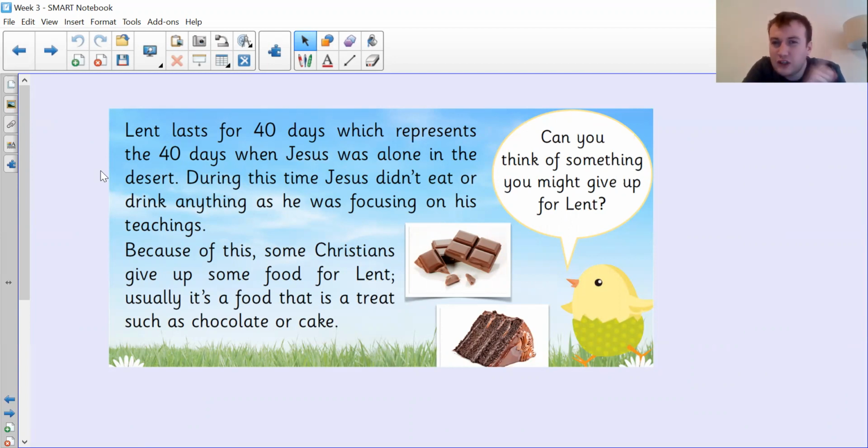So what do you think you might give up for Lent? Write down, what will you give up for Lent this year? If you do Lent, what could you give up?